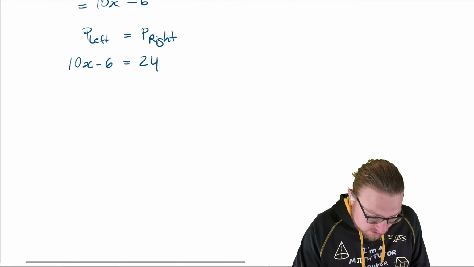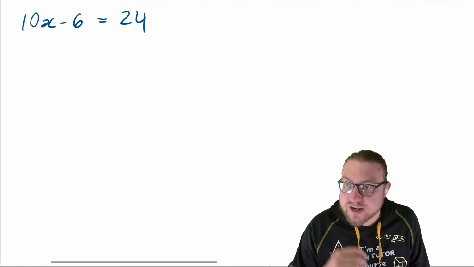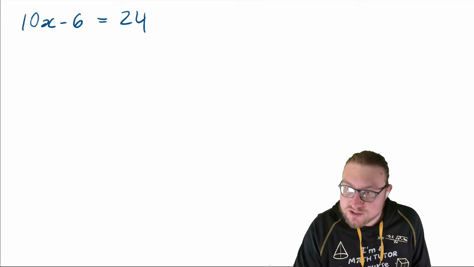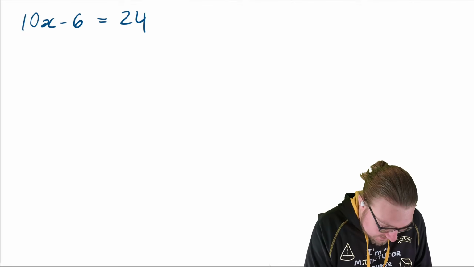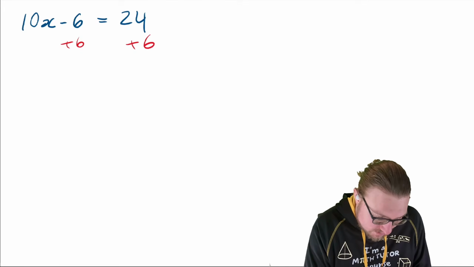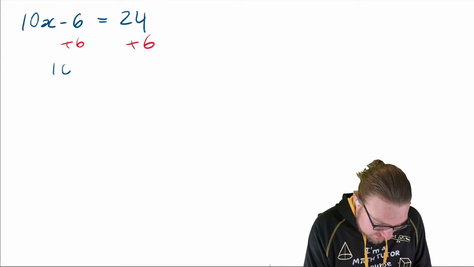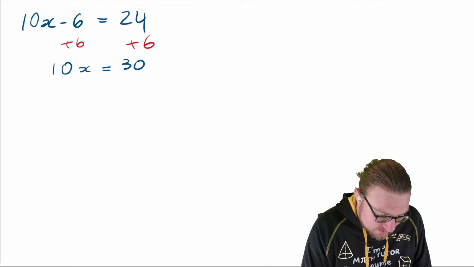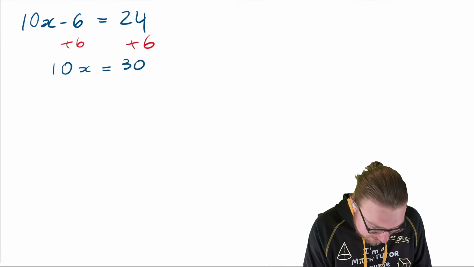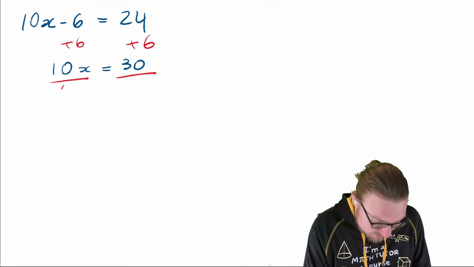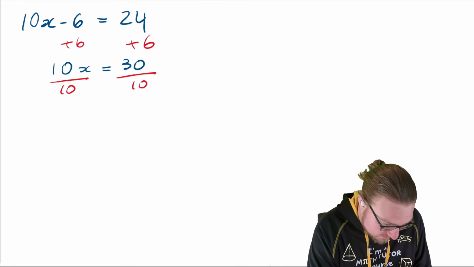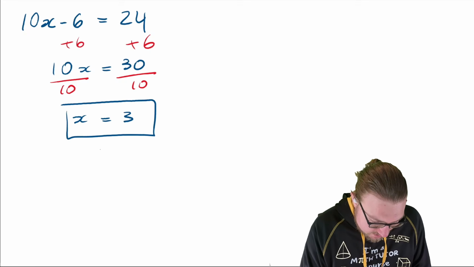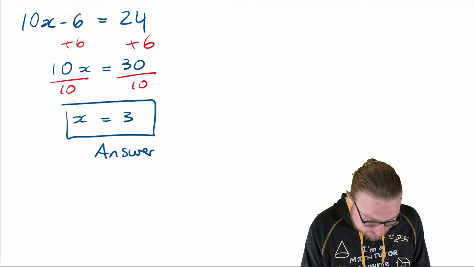And now, what do we have? Again, we have an algebraic equation that we can solve for x. So we're going to do plus 6 on both sides, which gives us 10x is equal to 30. And again, we have a 10 multiplied by x, so we're going to divide both sides by that 10. So we're going to get x is equal to 3. And that is our answer.